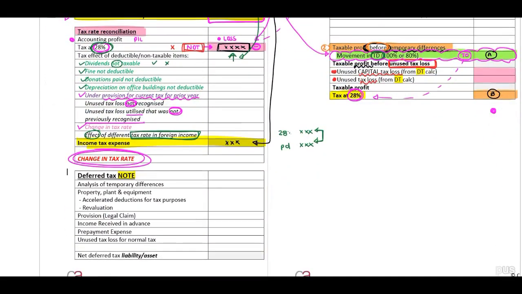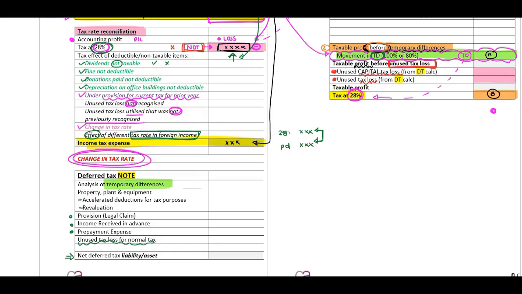Okay, so let's have a look at our deferred tax note. Guys, this is pretty straightforward. In our deferred tax note, we need to list all of the amounts as per our deferred tax calculation. Therefore, we need to include an analysis of our temporary differences. Out of what does our temporary differences consist? For property, plant and equipment, it might be accelerated deductions for tax, revaluation. There might be a provision, income received in advance, prepayment expense, unused tax loss for normal tax, and then this might be your deferred tax asset or liability.